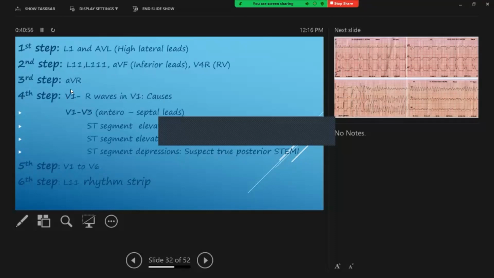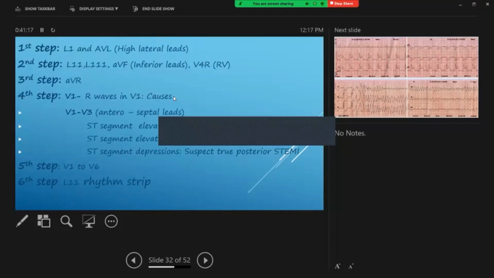In lead V1 and aVR, in a normal ECG, all the deflections appear as negative. P wave negative, T wave negative, and there is dominant S wave. In lead V1, if there is a tall R wave, then you should know what the causes are for that. What are the causes?